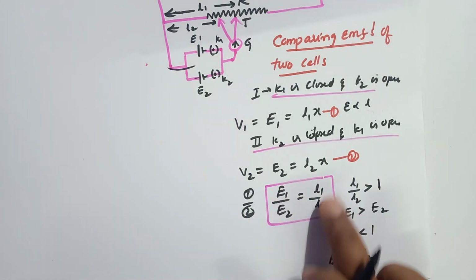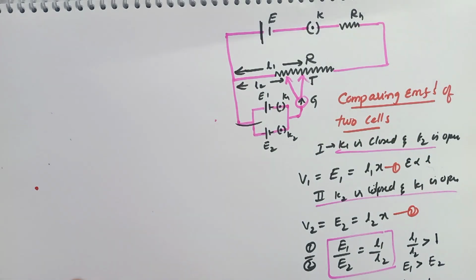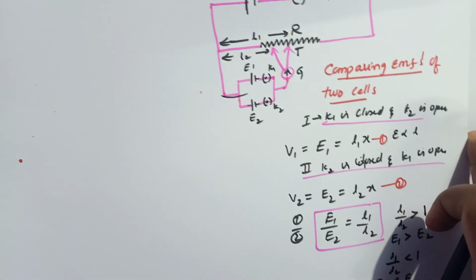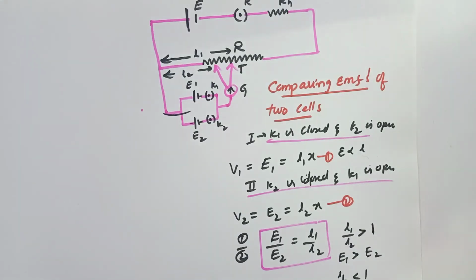So finally, by using this equation, we can compare the EMFs of the given cells. For example, if you have been given two cells, you can decide which is greater and which is lesser. So this is the final explanation for the potentiometer concept here.